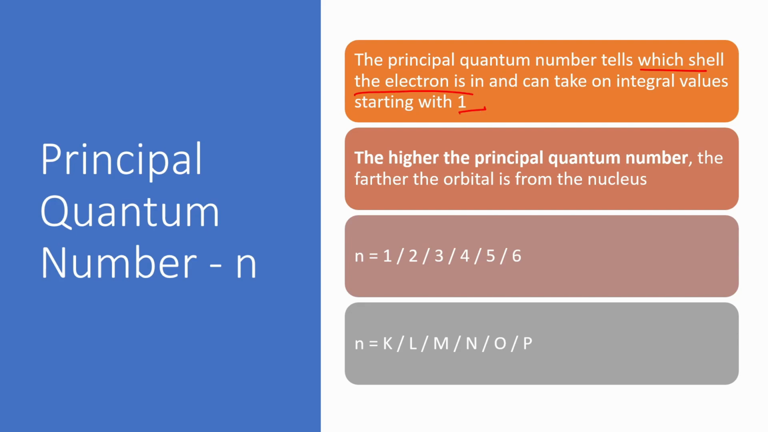Remember that the higher the principal quantum number, the farther the orbital is from our nucleus. Okay? Our principal quantum number is usually in numbers 1, 2, 3, 4, 5, 6. However, there are letter counterparts K, L, M, N, O, P, which are in capitals to denote which shell the electron is in. So that is our principal quantum number.